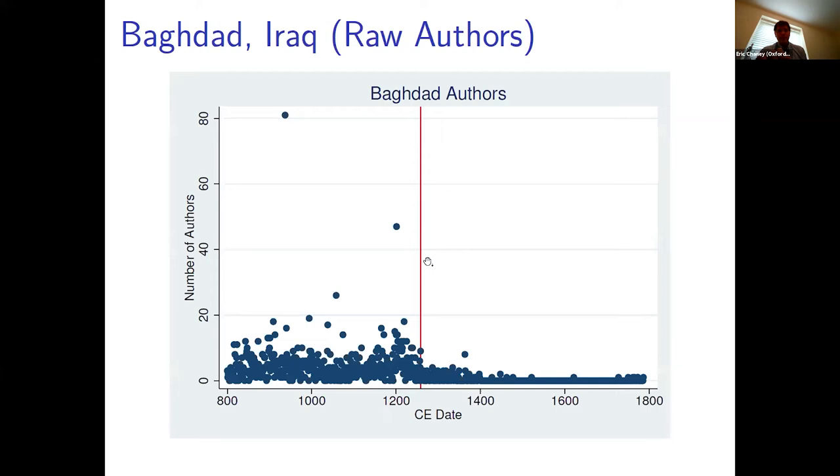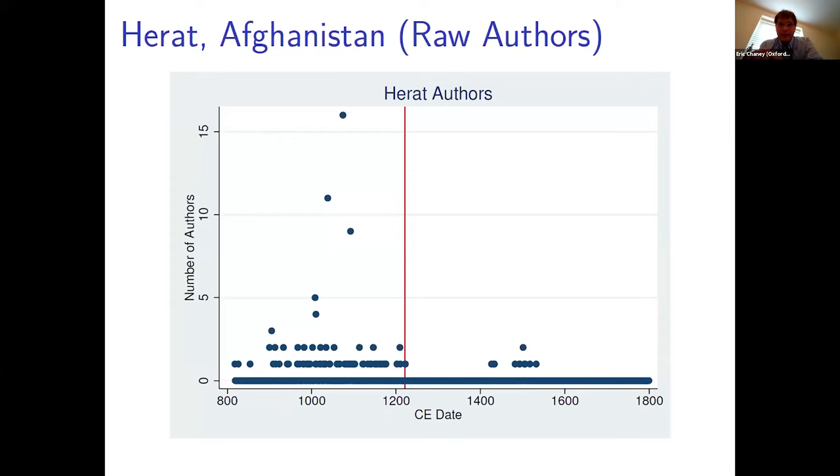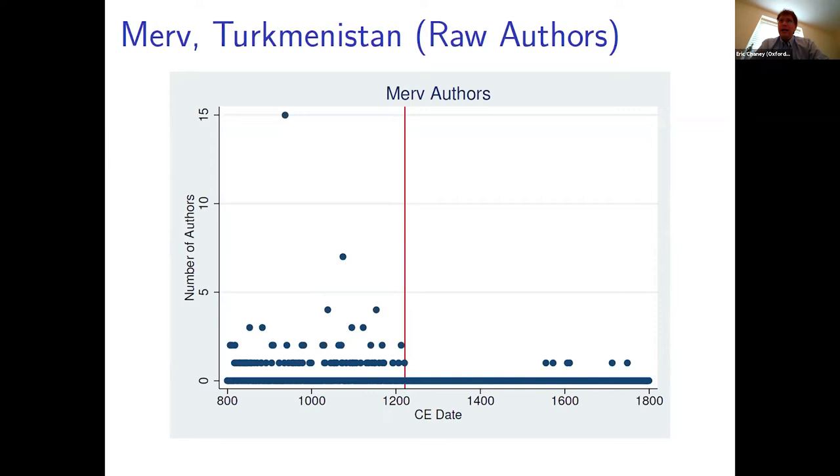You can do the same thing for Herat in modern day Afghanistan. And this is the date when it was sacked. It was earlier than Baghdad. I don't remember the exact date off the top of my head. I looked it up a few days ago when I made this graph. But you can see here that there's also this stark disappearance of authors working in Herat that we can observe today after it's sacked by the Mongols. And finally, you can look at Maru or Merv in modern day Turkmenistan, and you see something that looks somewhat similar to what happened in Herat.